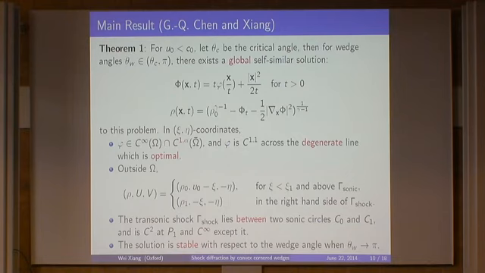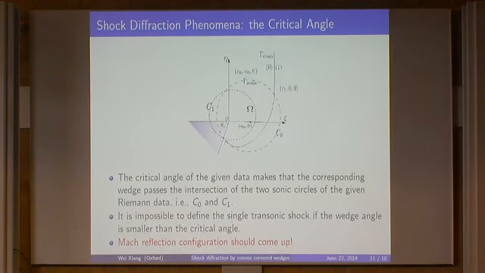Now, about the critical angle. I say theta belongs to theta_c and pi. The critical angle is defined by the initial data. If we have initial data c0 and c1 on the left-hand side and right-hand side, then this angle is determined as follows: the left-hand side is the sonic circle with center and speed c0 as its radius, and c1 is defined by the right-hand side.